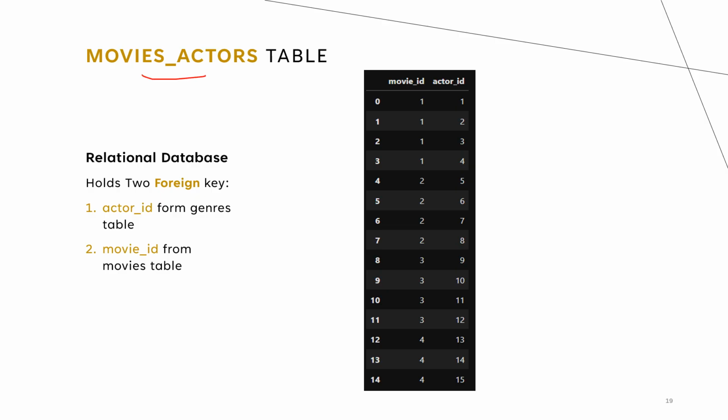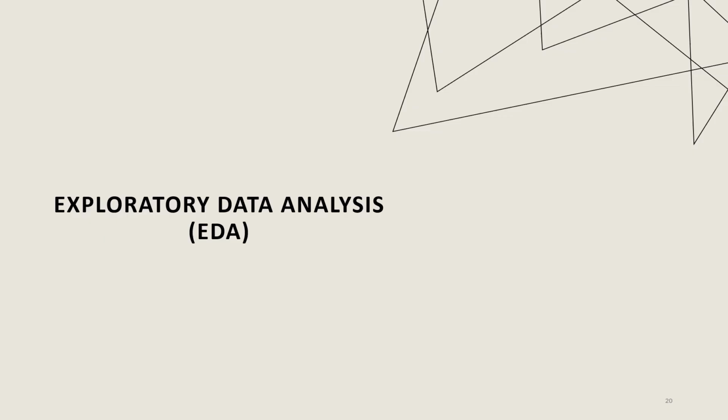And the movie actors table is also a relational table. It holds two foreign keys. One is actor ID, which comes from the actors table. I made a mistake, it is actors, not genre. And there is the movie ID, which comes from the movie table.